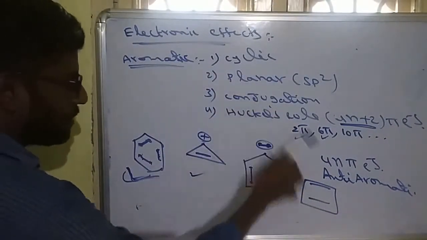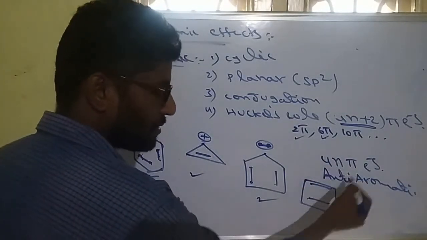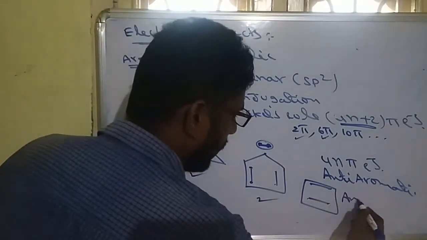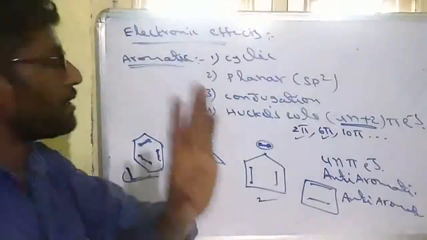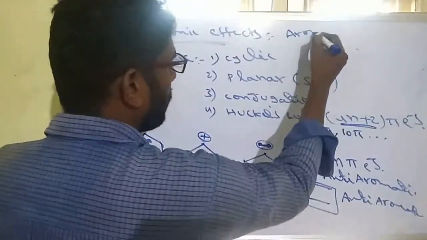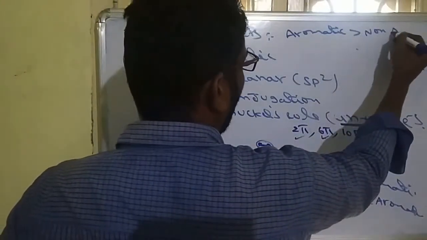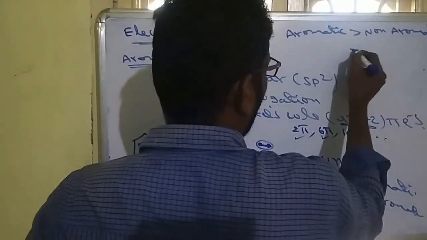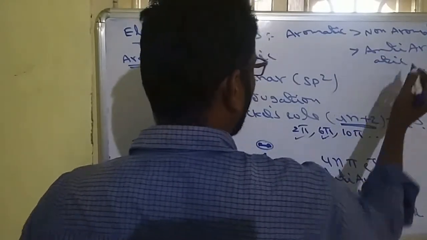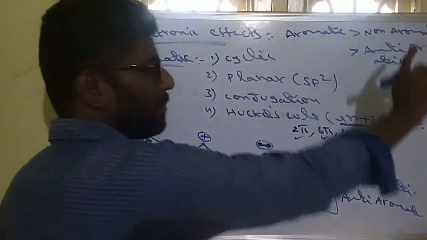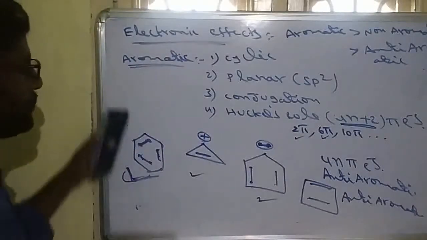Cyclic, planar, conjugation is there, but only 4 electrons. N is equal to, suppose, 1, so that is the 4 electrons. So this is anti-aromatic. Anti-aromatics are unstable. Stability order: aromatic is highly stable, after that non-aromatic, and the least stable is anti-aromatic. Aromatic is most stable, anti-aromatic is least stable, and in between are non-aromatic compounds. So this is the aromatic nature.